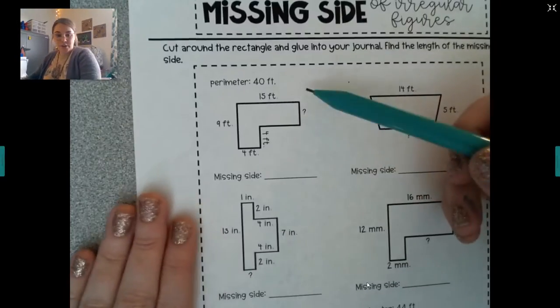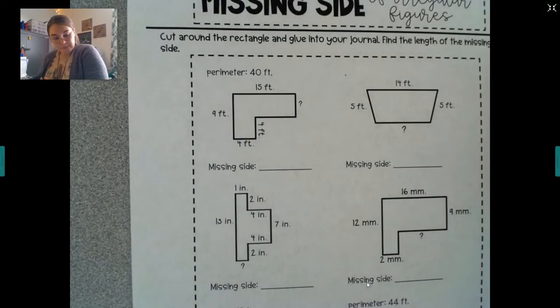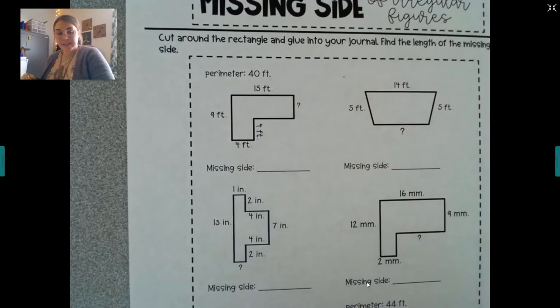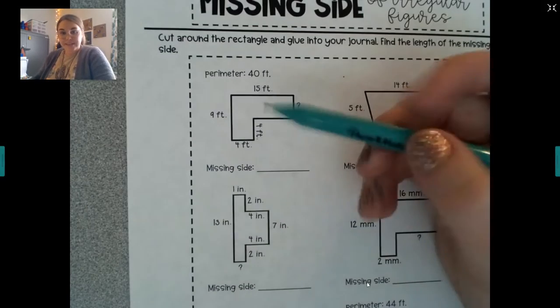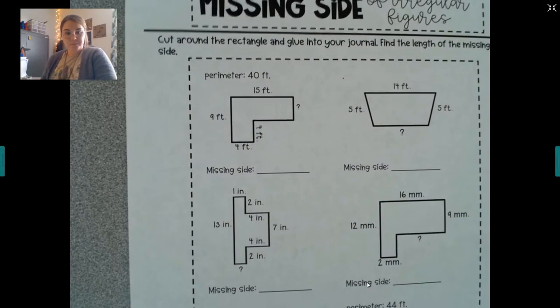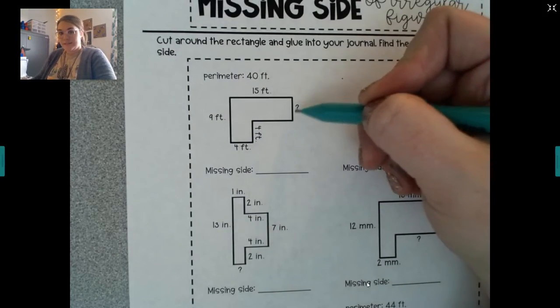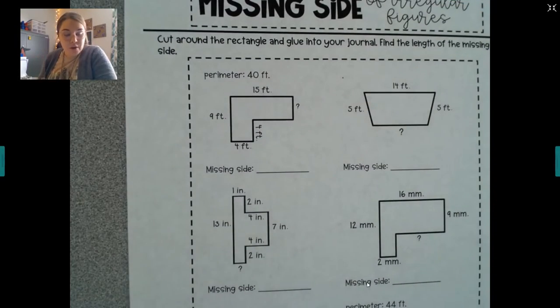Moving on, something different. How are we going to find the perimeter if one of the sides isn't labeled? In this case, it gave me the perimeter. But how could I find that missing side? What could I do? I want you to brainstorm right now. What could I do?